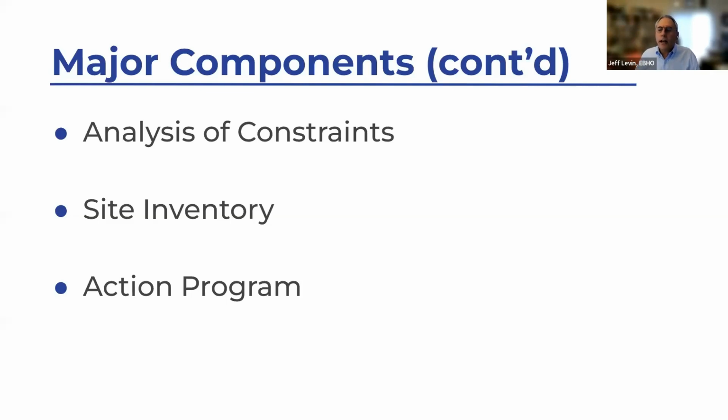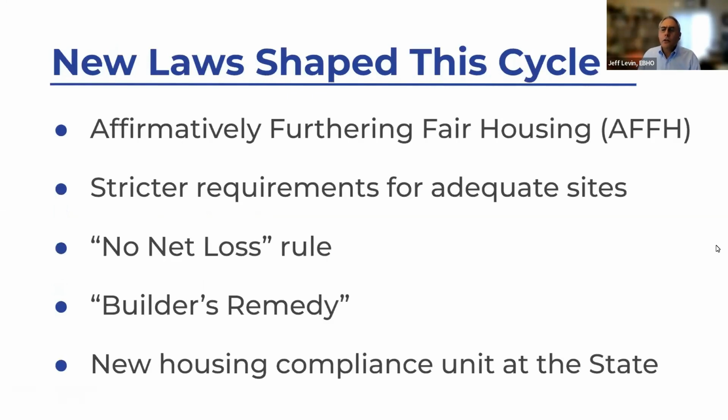And finally, there's an action program that lays out the city's goals, objectives, policies, and programs to address all these issues we already talked about, and then a set of quantified objectives of what the city thinks realistically it can do. This housing element cycle was further shaped and complicated really by a number of new laws.